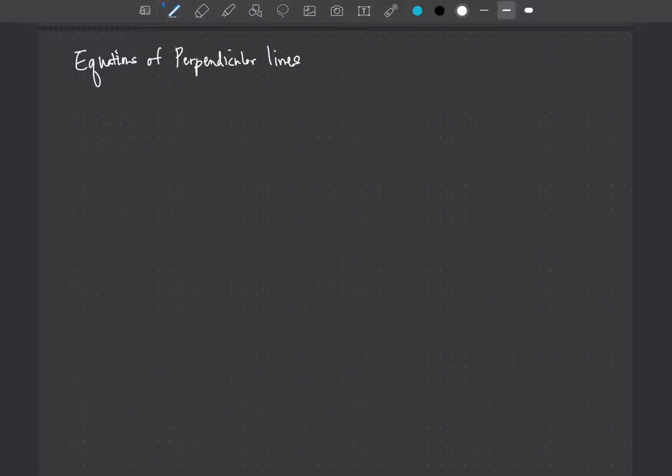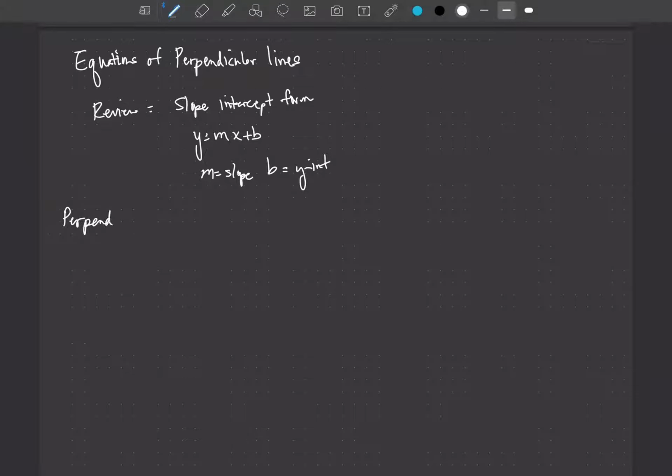First, again, let's review that we will be using slope-intercept form. y equals mx plus b. m, again, is slope, b equals the y-intercept. Properties of perpendicular: the slopes are not the same, but they are opposite signs and reciprocal of each other.